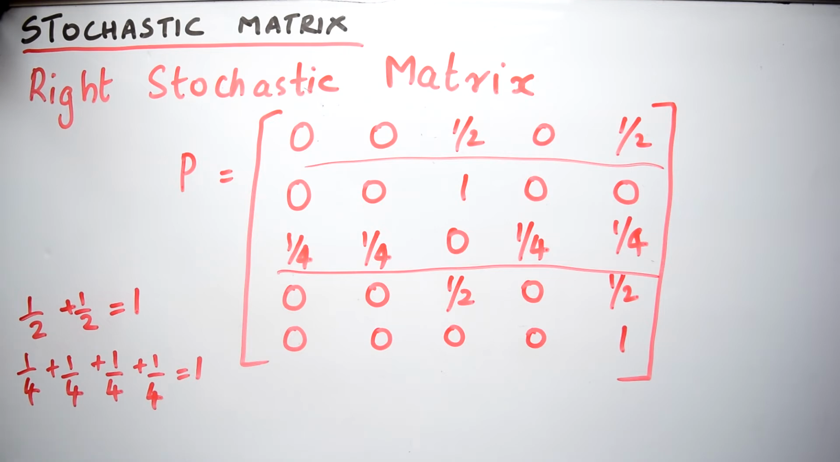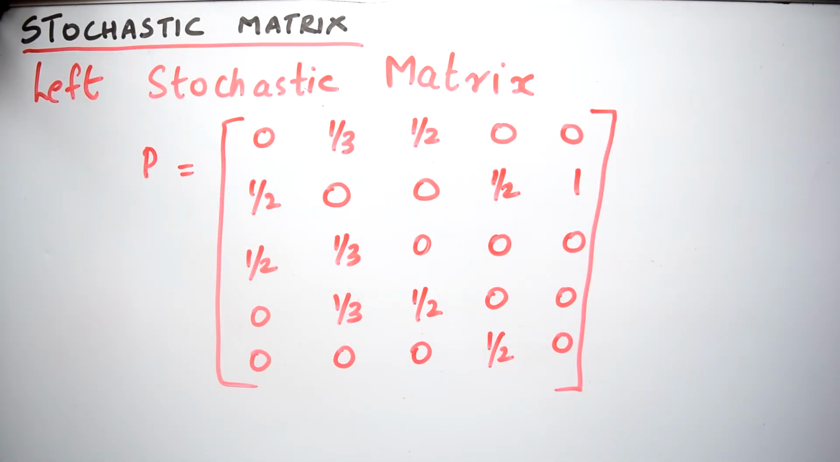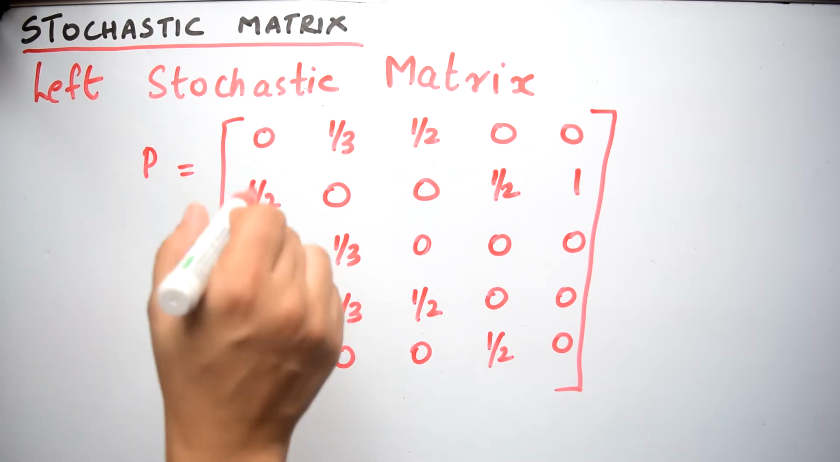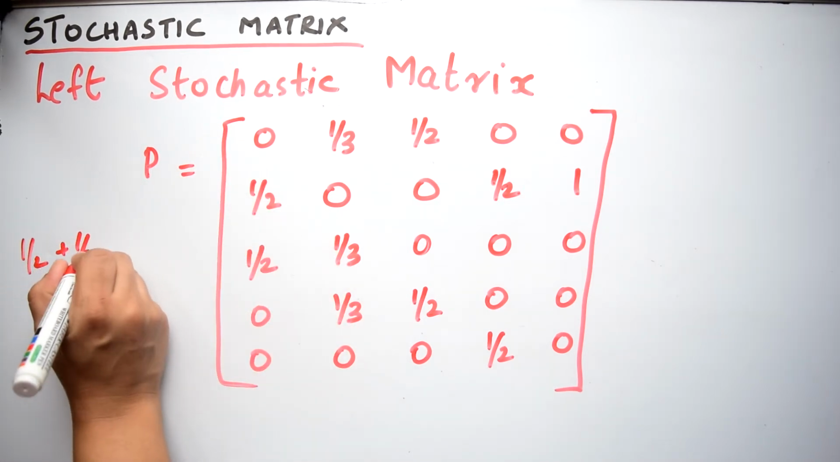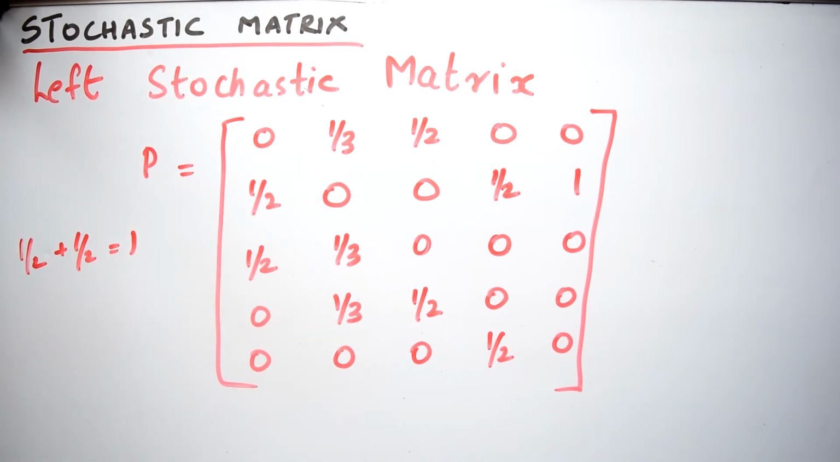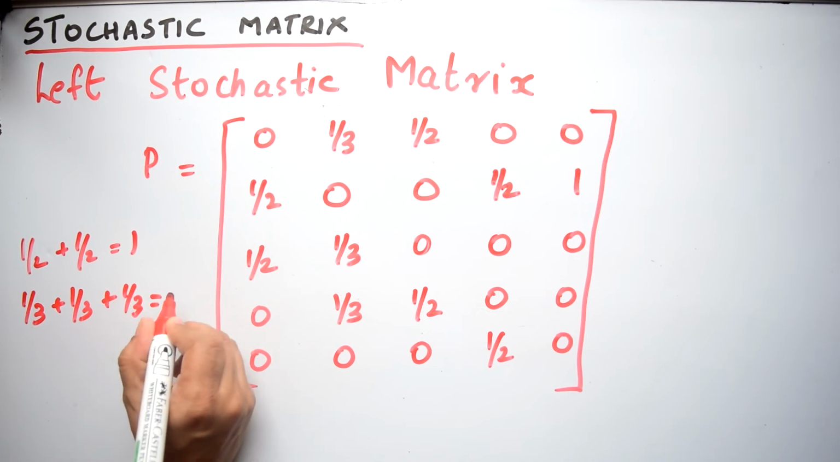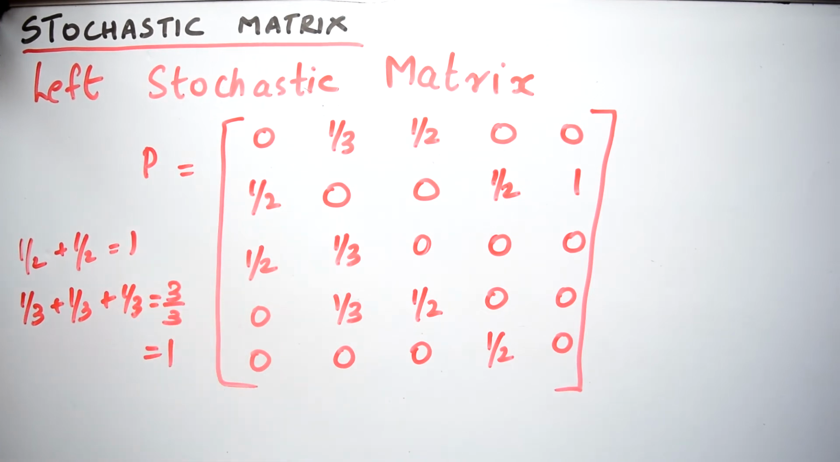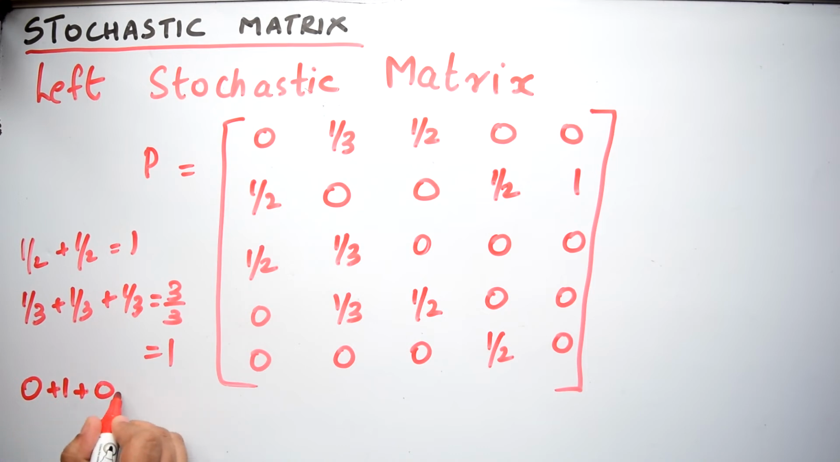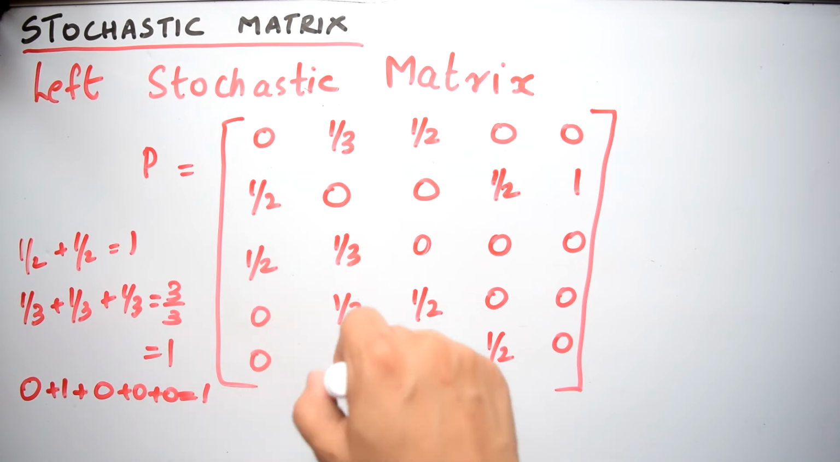Now let us see left stochastic matrix. Consider a real square matrix like this. Here each column sums to 1. Consider the first column. Here 1/2 plus 1/2 is equal to 1. If you consider the second column, 1/3 plus 1/3 plus 1/3 is equal to 3/3, that is equal to 1. If you consider the fifth column, 0 plus 1 plus 0 plus 0 plus 0 is equal to 1. Likewise, when you add all the elements in a particular column, you will get the sum 1. Such a matrix is called a left stochastic matrix.